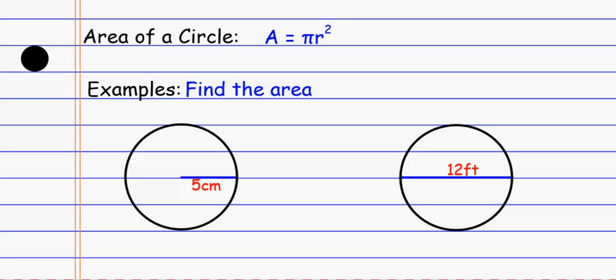Talking about the area of a circle, the area of the circle is how much space the entire circle covers, okay? And the formula for the area of a circle is pi r squared. So it's pi times the radius squared.